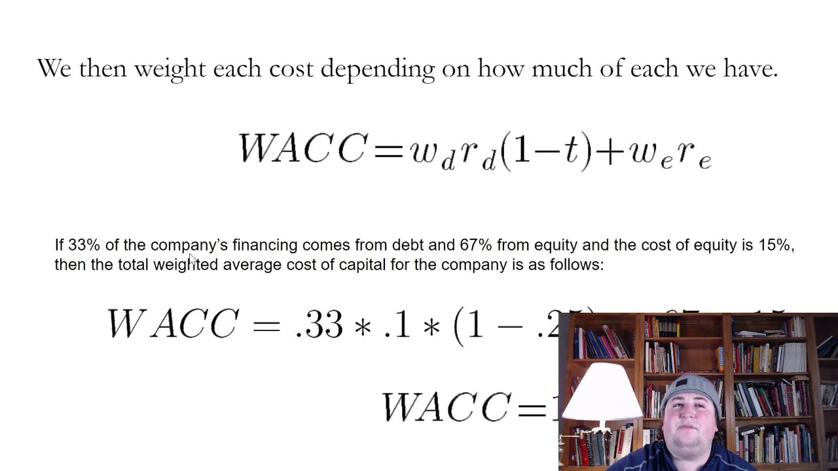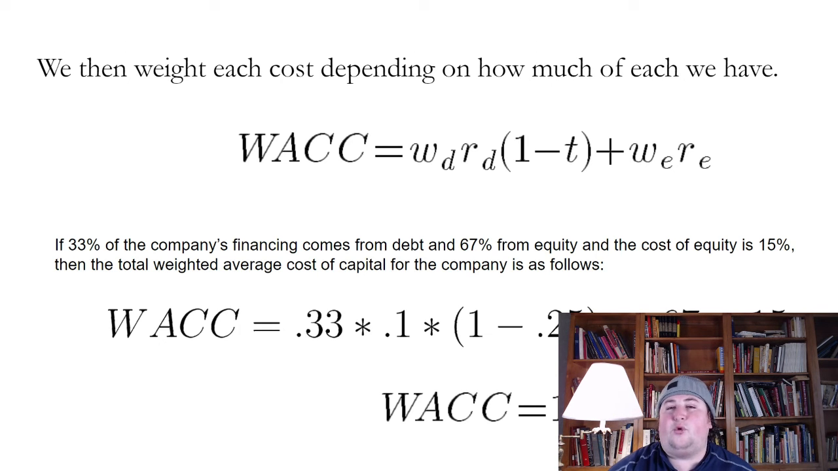So if 33% of the company's financing comes from debt and 67% from equity, and the cost of equity is 15%, then the total weighted average cost of capital for the company is as follows. You can see we plug in the weight on the debt, 0.33, plug in the 0.1 cost of the debt. We adjust for the 1 minus 0.25 effective tax rate. We add 0.67, which is the weight on the equity, and then the cost of the equity is 0.15. And that gives us a weighted average cost of capital of 12.5%.